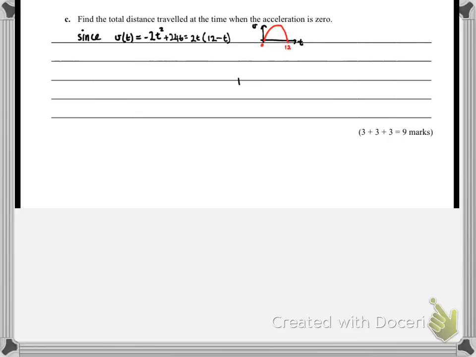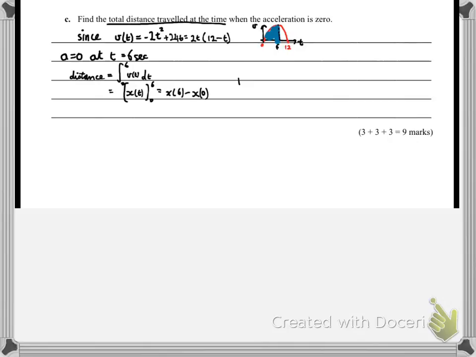Now, the total distance travelled in relation to the graph is in fact the area underneath the curve. And we're interested in what is the area from 0 to the point where the acceleration is 0. Well, that's at the time when t is equal to 6. So we're finding the area under the curve. And how do we do that? Well, the total distance being the area under the curve, that is our definite integral. So there it is. We're going to take the antiderivative of the velocity function. We're going to evaluate our definite integral from 0 to 6.